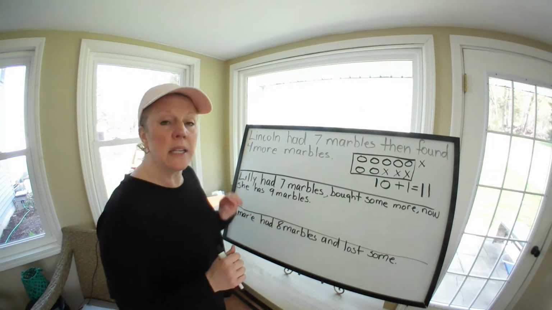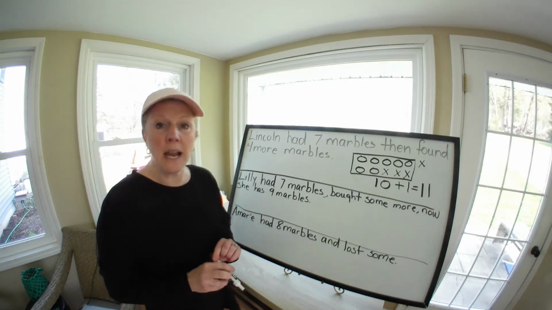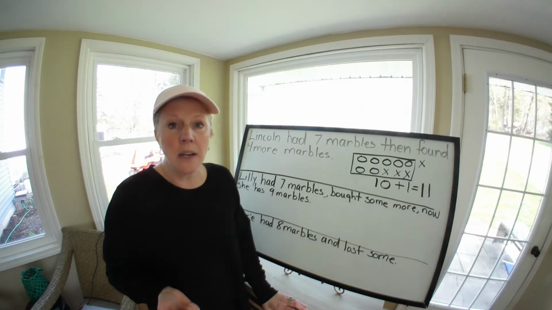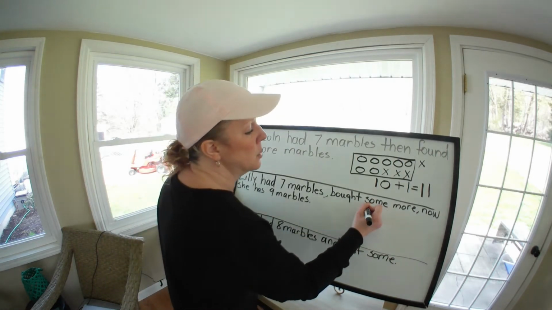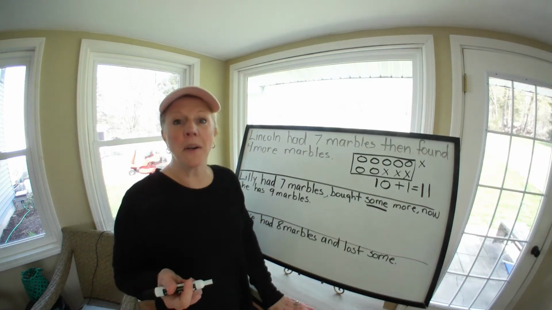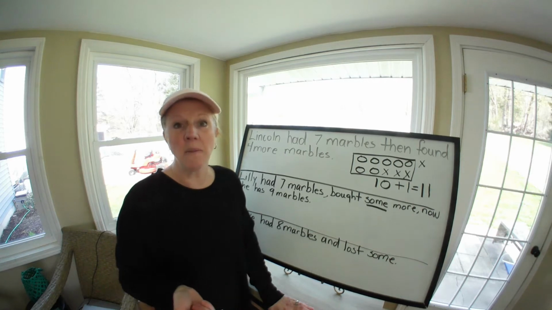So the next one says Lily had 7 marbles, bought some more. Now she has 9 marbles. So my question to you is, how many did she buy? Now, if you take a look, see this word sum? That word is going to turn into a number. We just don't know what it is. And that word sum is what we're trying to solve for.